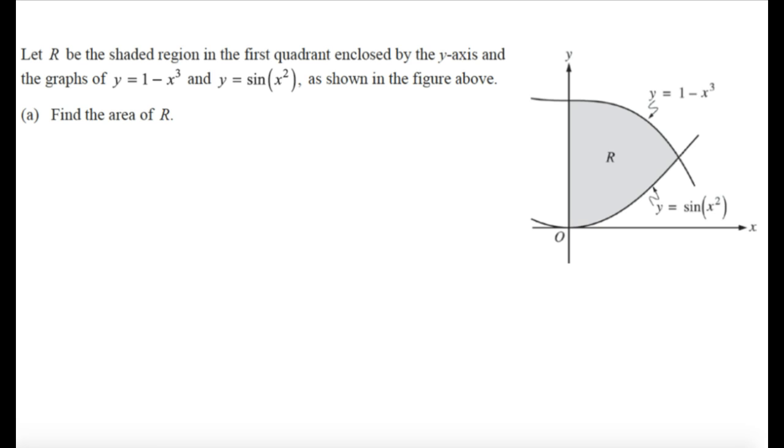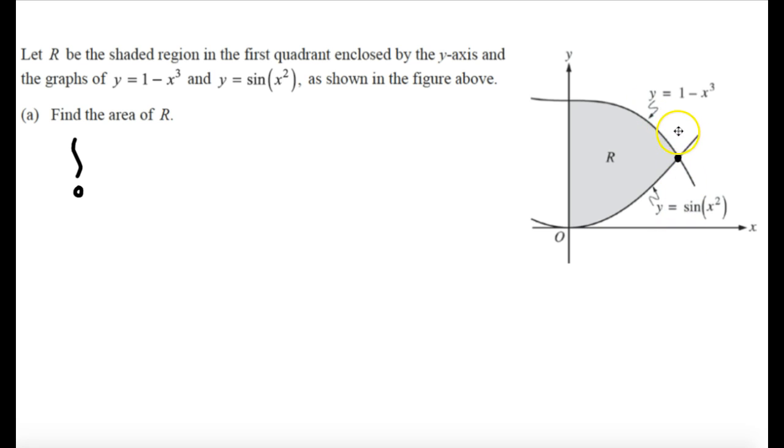This first example was on the calculator portion. We're given two equations, 1 minus x cubed and sine of x squared. First, we just want to find the area of R. So to find the area, we need first our limits. We know that we're going to be setting up an integral like this, and we know that we're going to be starting at 0.